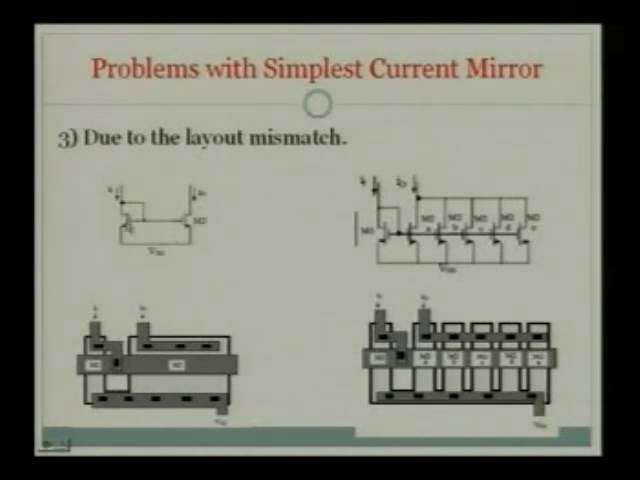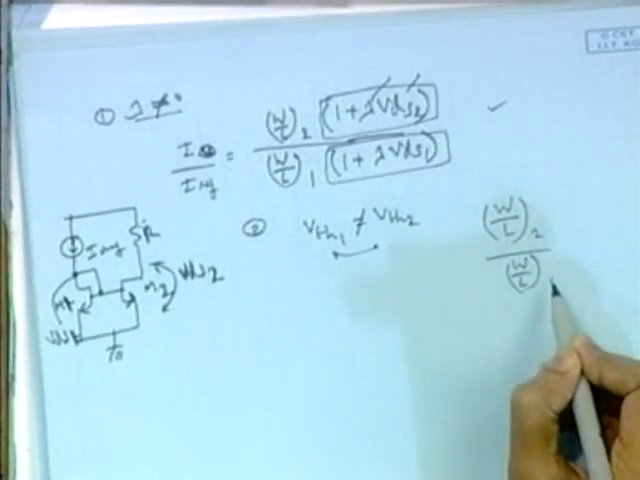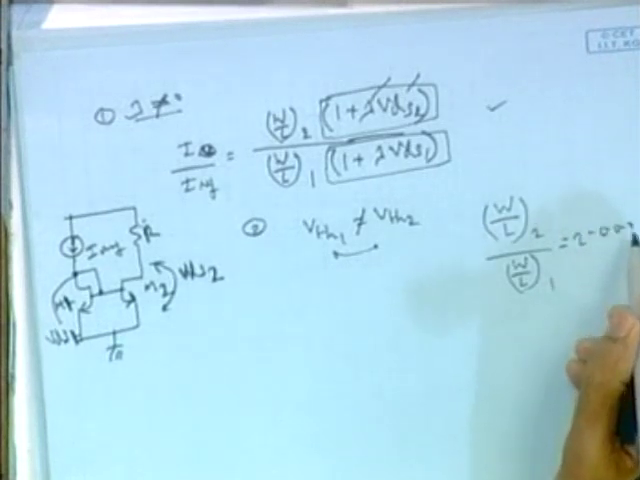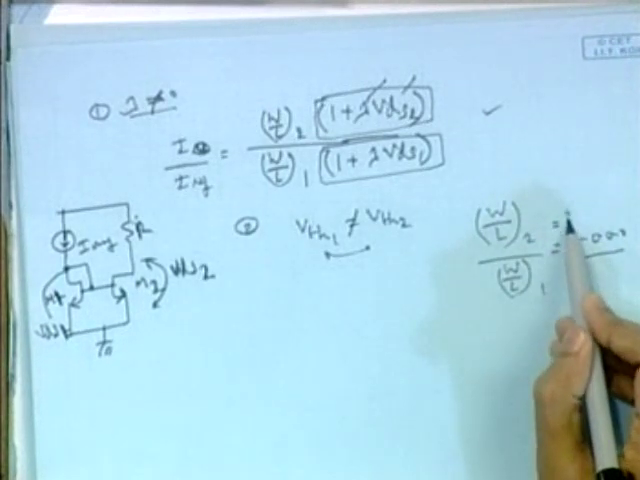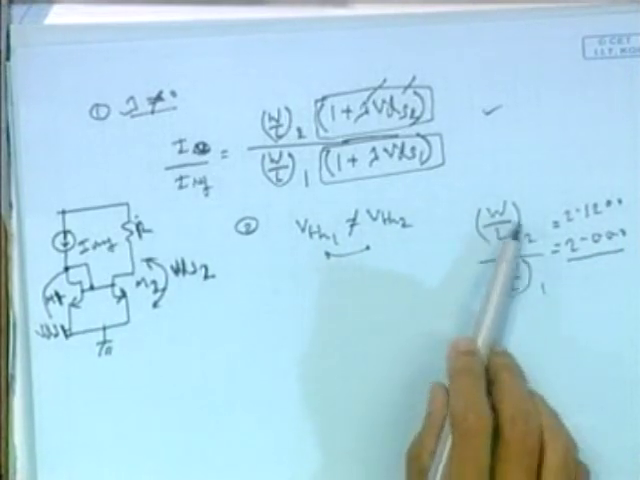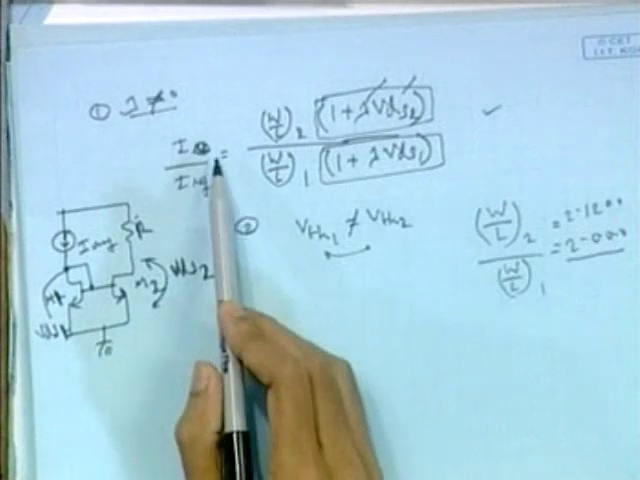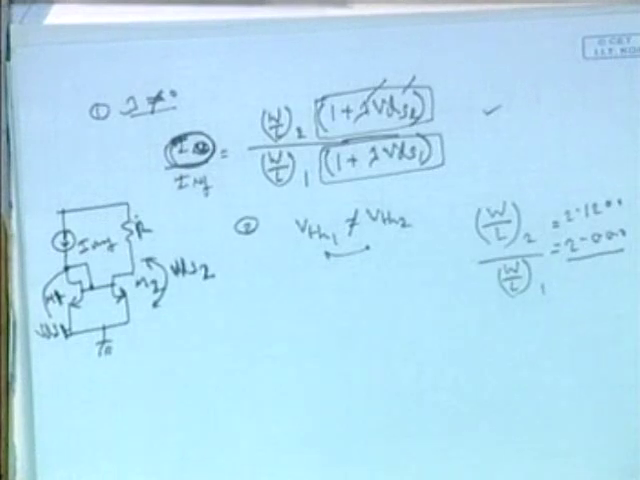Okay, leave it. Just note the point that due to the layout mismatch you will also have this error, because you have designed W by L for M2 and M1, suppose as 200, but after fabrication you may get 1200. So your W by L will change, and that change will also give an error in the output current. So this is the third cause of error in the simplest current mirror.